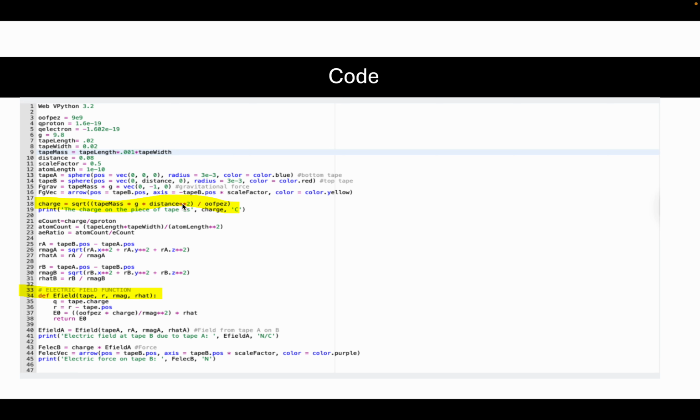The charge, we solved at the beginning of the lab, and that's just this in code. These are the R vectors. We use this for the electric field, and everything else is just printing the forces on each other.